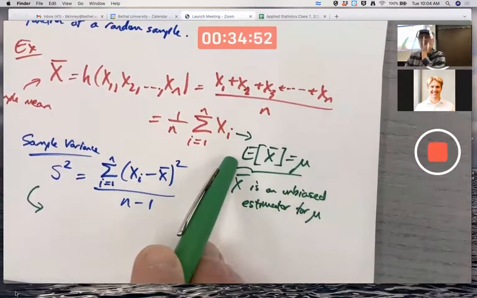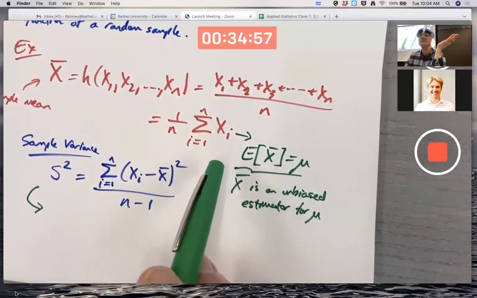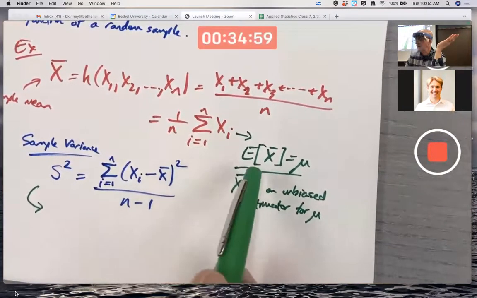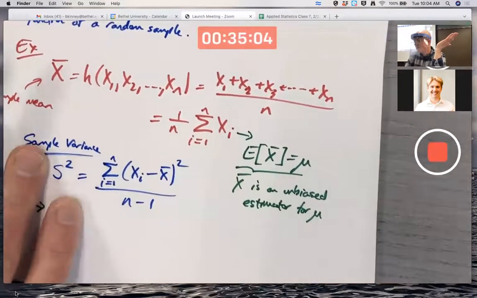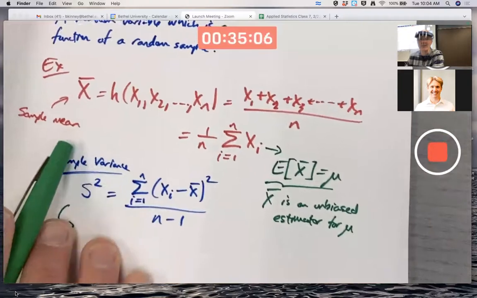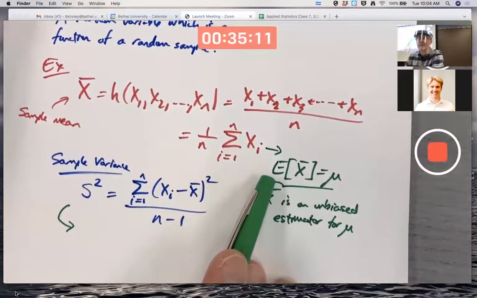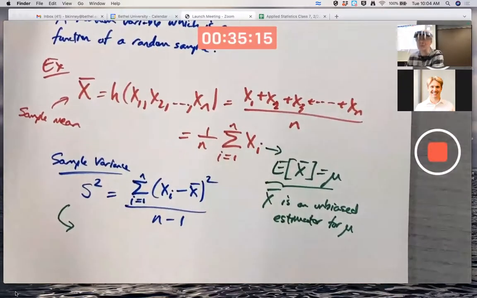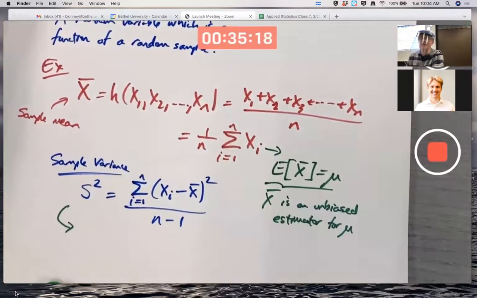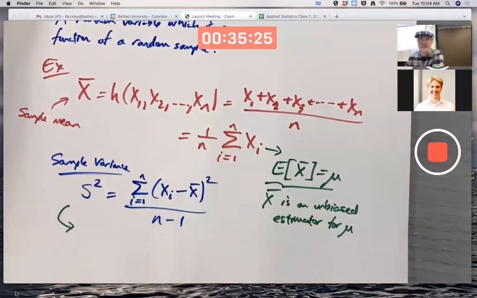Expected value is a theoretical mean, expectation. X bar is also kind of a theoretical mean. It's a sample mean. It's more specifically a statistic. It's a random variable. E is not a random variable, right? It's an operator. You take E of something just like you take the derivative of something. E does represent a theoretical taking of means, you might say.